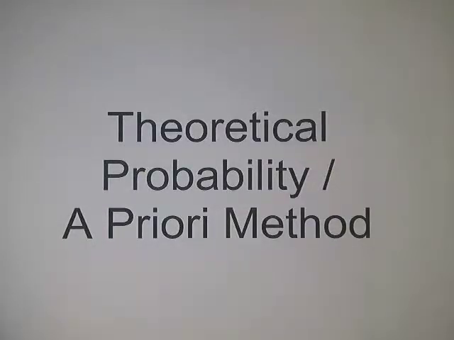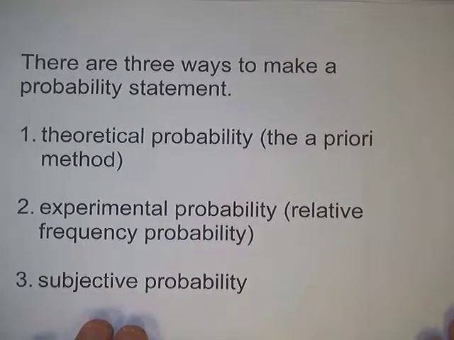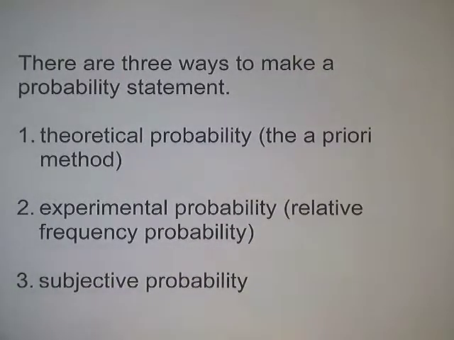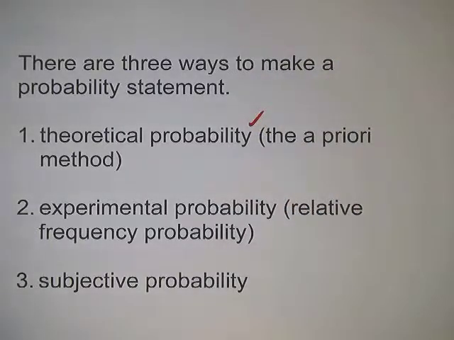Hi, this tutorial covers theoretical probability, also known as the a priori method of calculating probability. There are three ways to make a probability statement or to calculate probability. The first way is theoretical probability, also known as the a priori method. The second way is what's called experimental probability or relative frequency probability. And the third one is called subjective probability. So this tutorial is going to concentrate on theoretical probability.